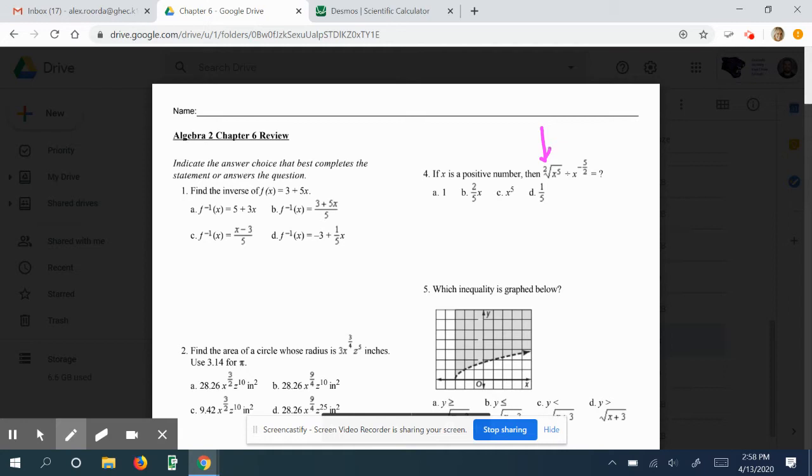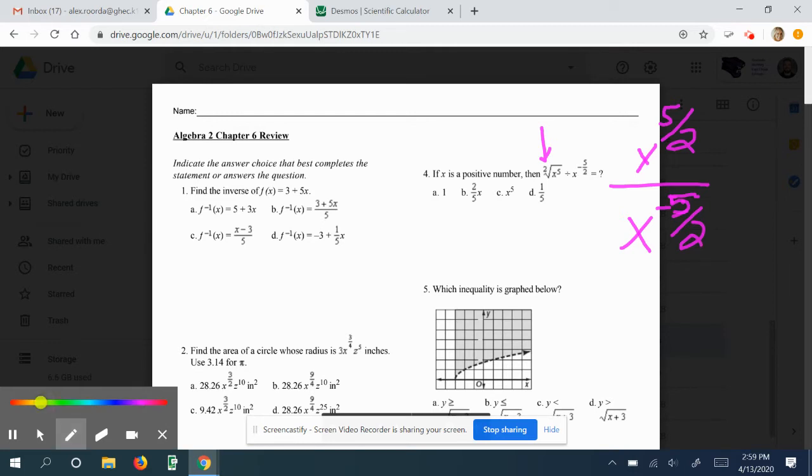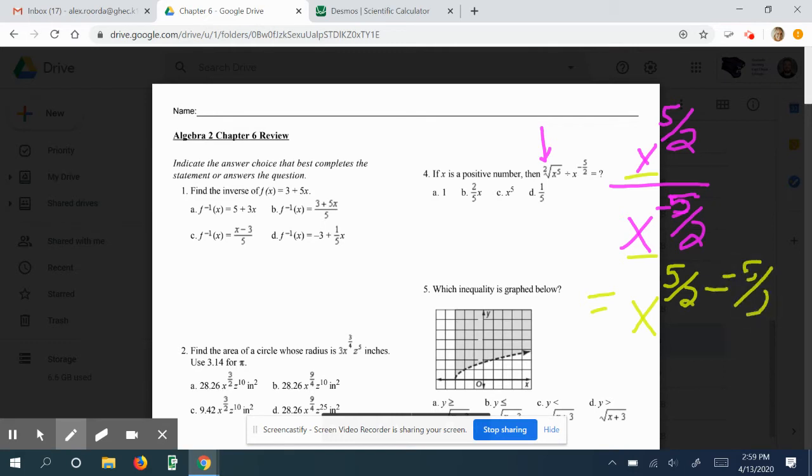So I'm just going to start by rewriting this, okay? And so the square root of x to the 5th would be x to the 5 halves, right? Divided by x to the negative 5 halves, right? And there was a rule that we learned back when we were talking about radicals, and we used it in this section as well, is anytime we're dividing two numbers with the same base, we subtract our exponents. So 5 halves minus a negative 5 halves.